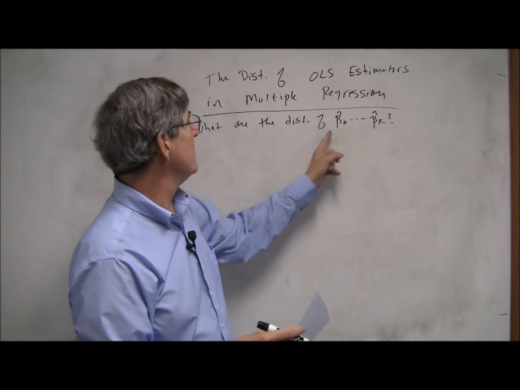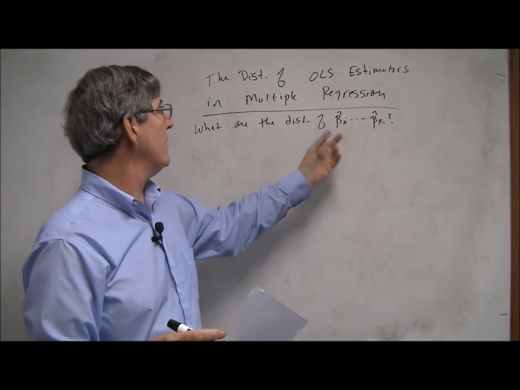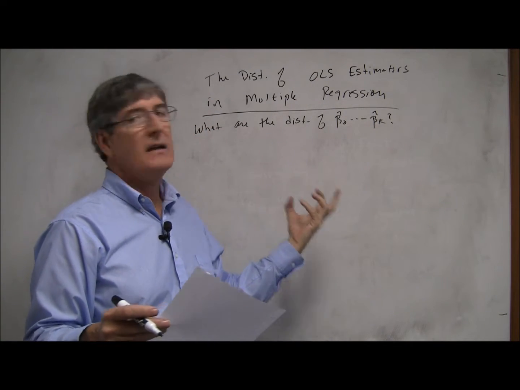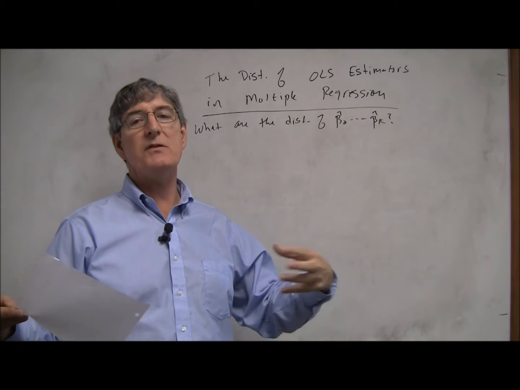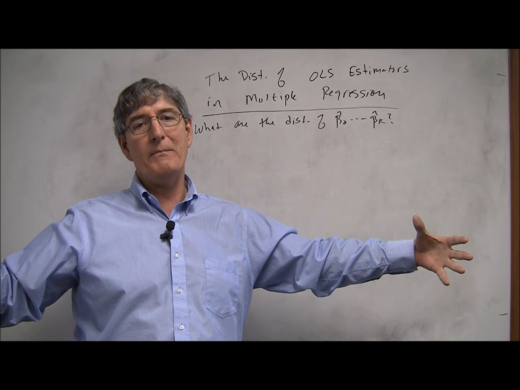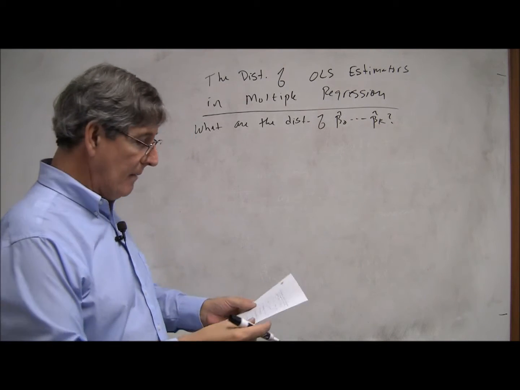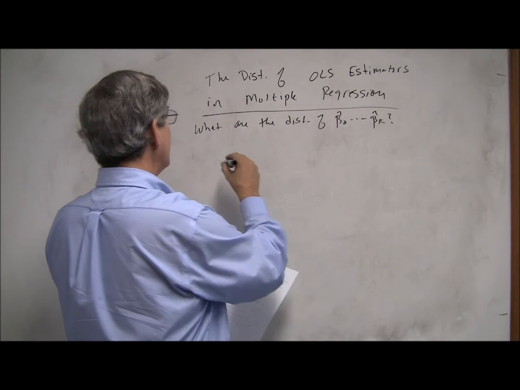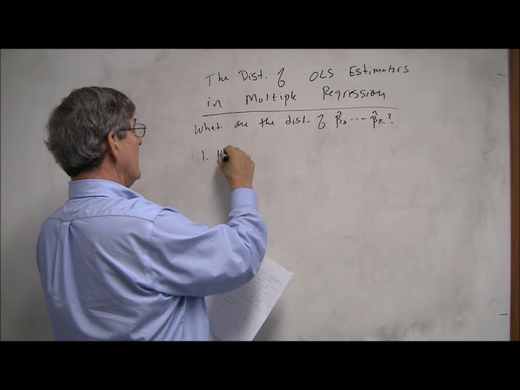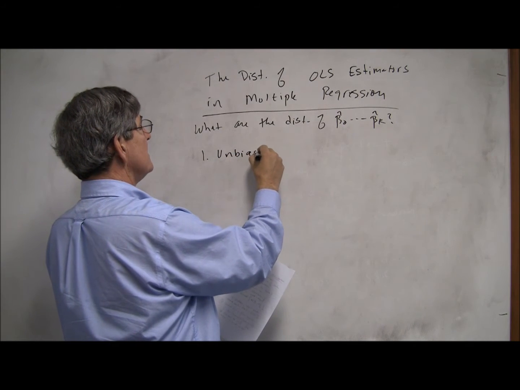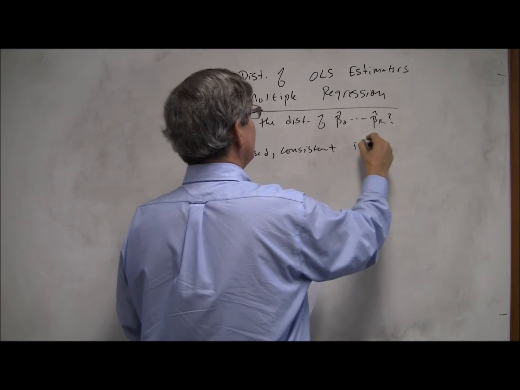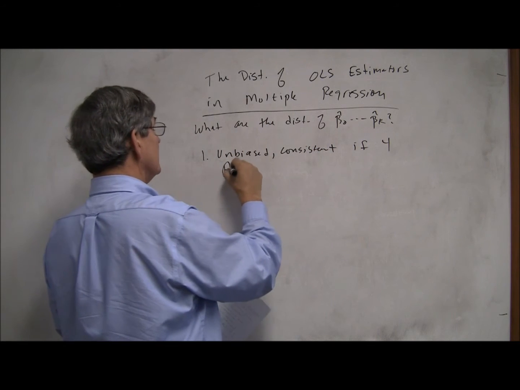Remember, these are random variables because each time we draw a sample, we'll get different betas. And what we hope is that on average, if we repeatedly sample from a population, we'll get the right value, or if we go to infinity, so we sample the whole population, we'll get the right values. So the first thing is just like before, under the assumptions, they're unbiased estimators, and they're consistent if the four assumptions hold. So that's good.